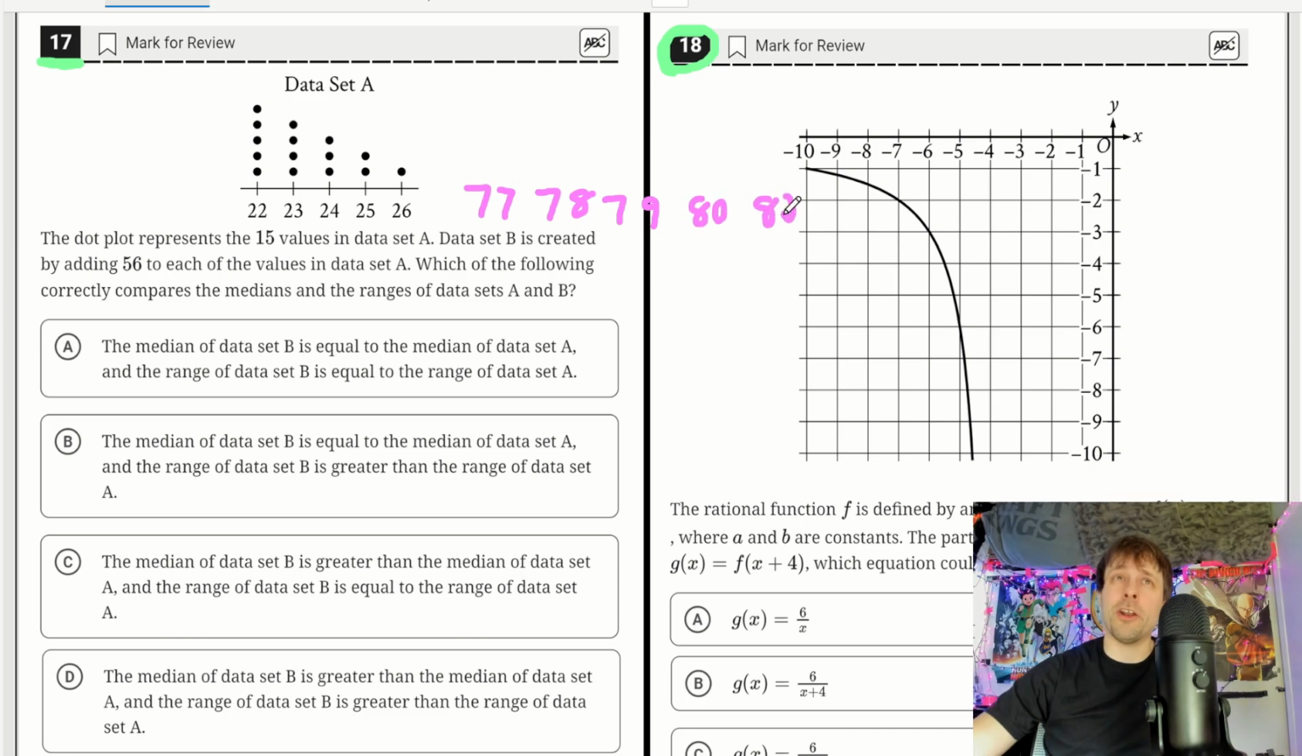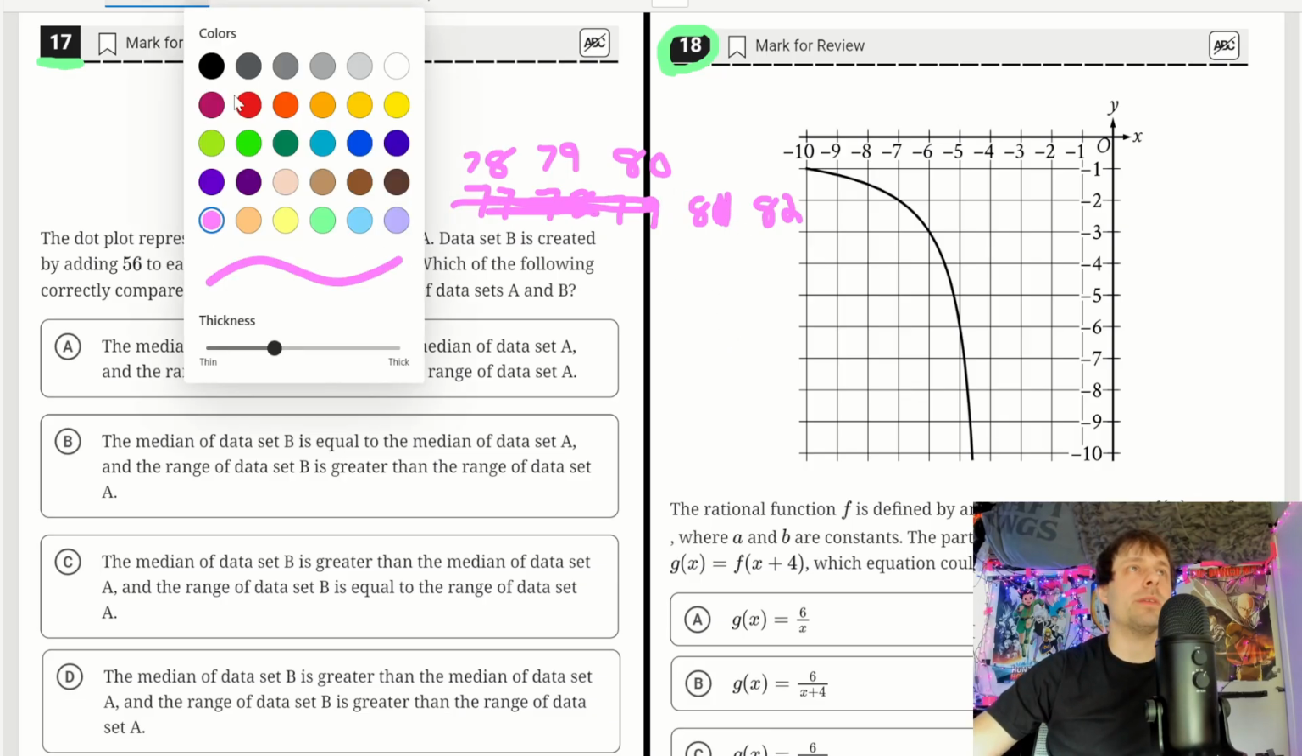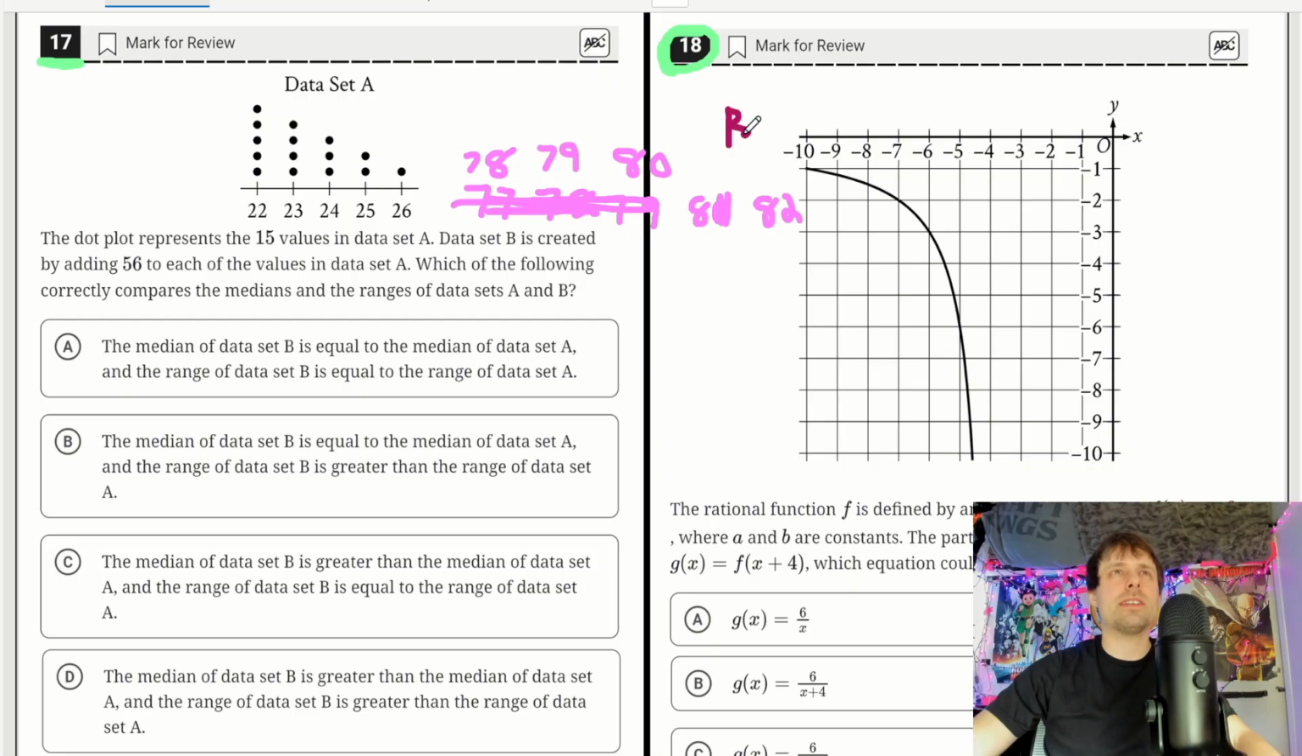I think I'm off by 1 on all of those. So that's 81. This is going to be 80, 79, and 78. So not too bad. That's just a 1 right there. That's going to be our new data plot. That's going to be B over there. And let's see kind of what differences they want to note. Which of the following compares the medians and ranges?